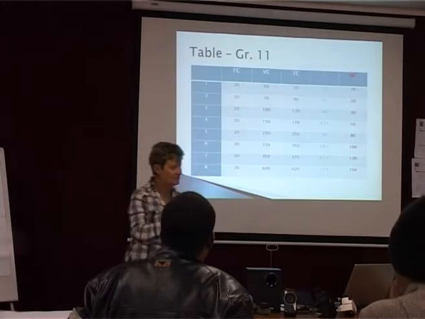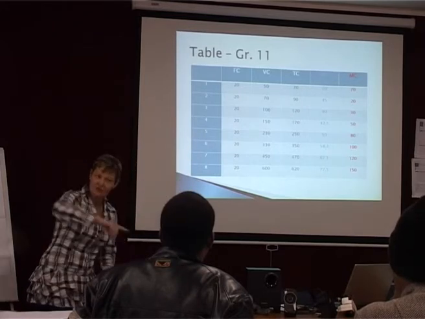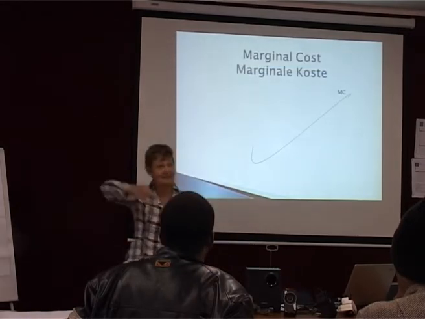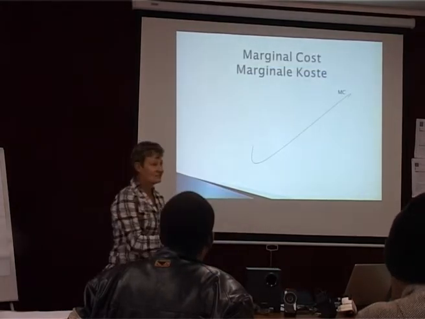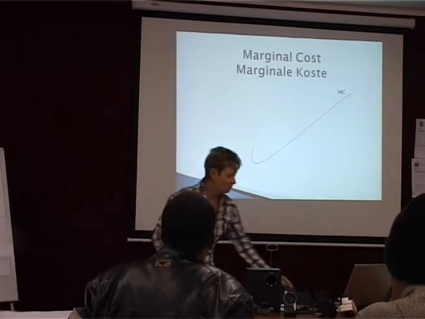The marginal cost, again the last column, there we can see it drops a little bit and then it goes up and up and up and up. Therefore, that looks like the tick. And in Afrikaans again, that's the merk, the mark. So the marginal cost is the mark.